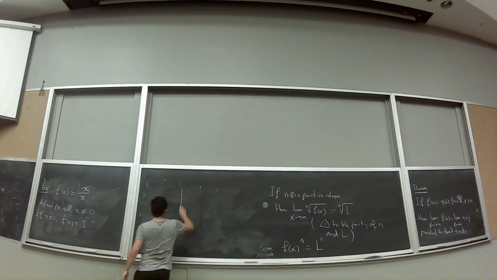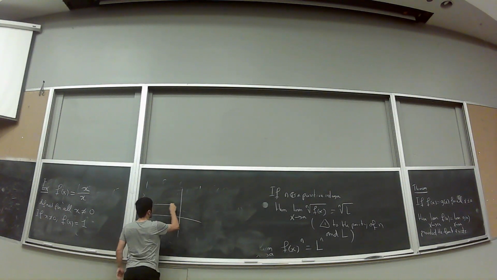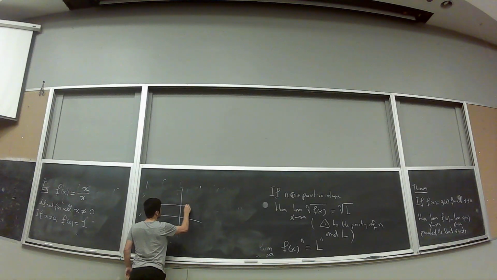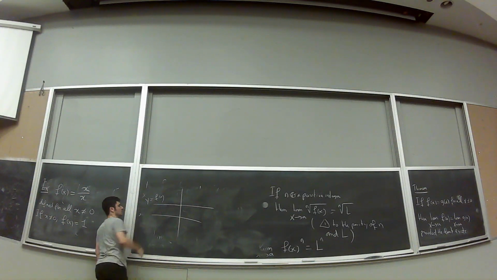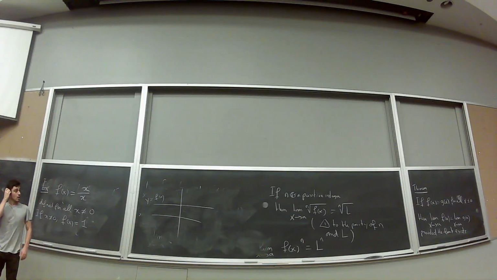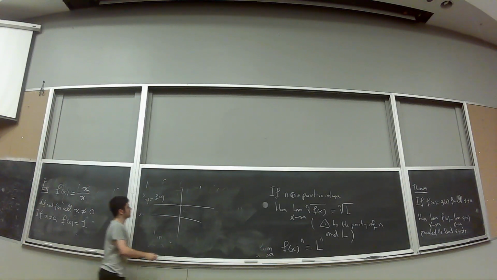How do you sketch that curve? This is the line y equal 1. F is not defined here. And this is the curve y equal f of x. You agree or not? What is the limit as x approaches 0 of f of x?